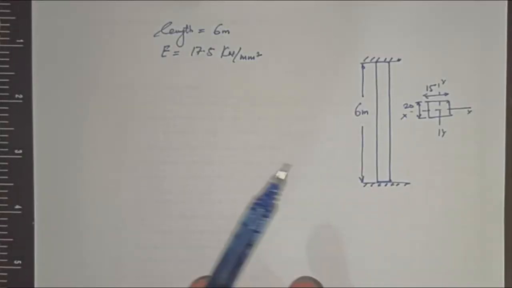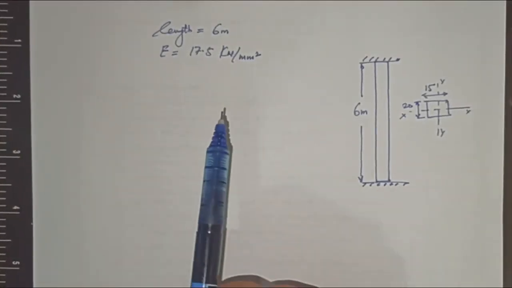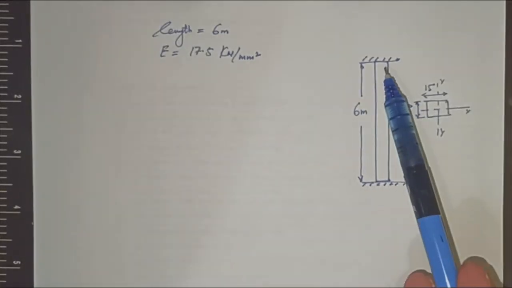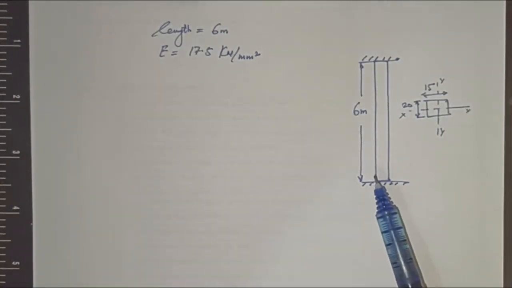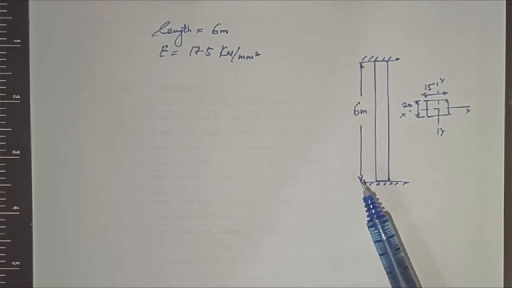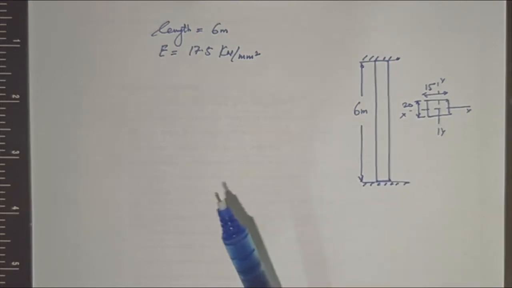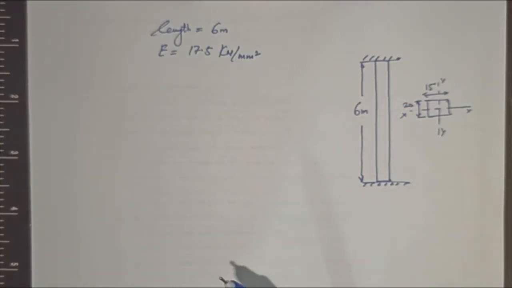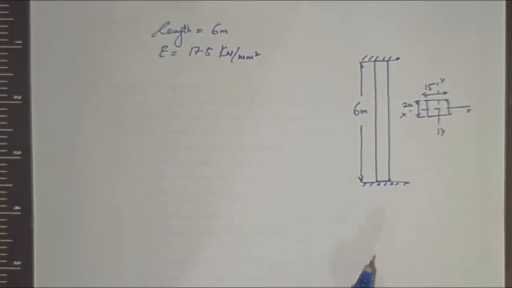Welcome back. In this lecture, we'll be discussing how to do analysis of long columns on the basis of Euler buckling theory. Euler buckling theory has already been discussed in the previous two videos, Euler and Rankine, and in this one we'll be discussing how to practically apply them.